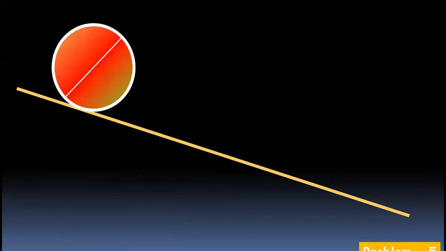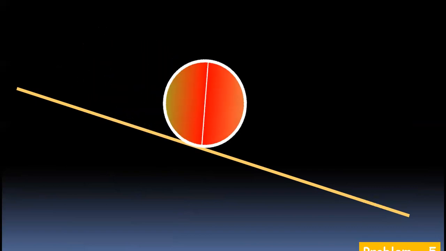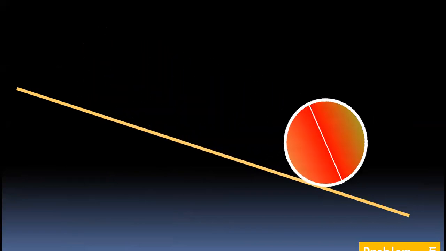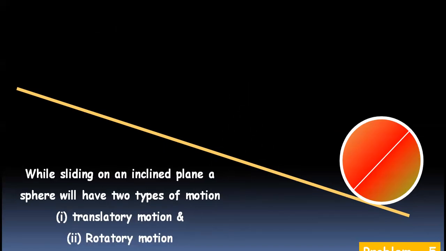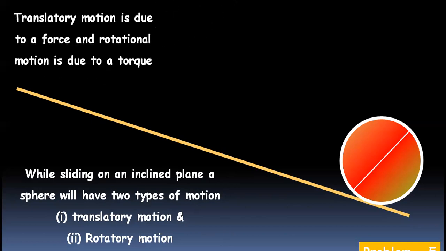Let us observe it once again. See, this is the translatory motion. It's moving from one place to another place, and it's rotating also. So a sphere, when it slides over an inclined plane, will possess two types of motion. Number one, translatory motion, and number two, rotatory motion. For translatory motion, a force is necessary.